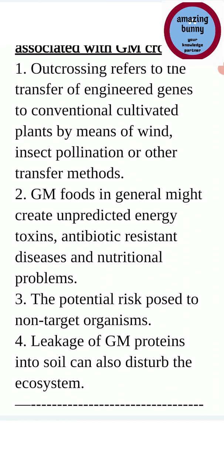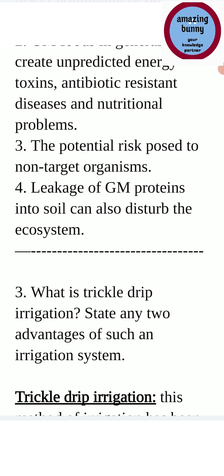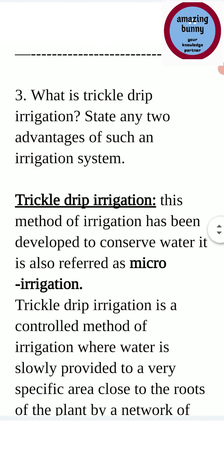GM foods in general might create unpredicted toxins, antibiotic resistant diseases and nutritional problems. The potential risk posed to non-target organisms, and the next risk is leakage of GM proteins into soil can also disturb the ecosystem. Next question, what is trickle drip irrigation?